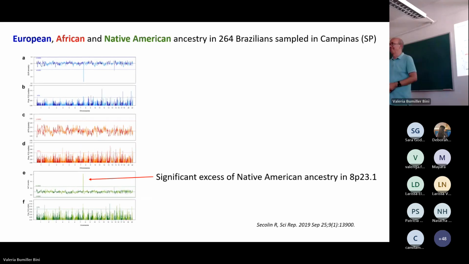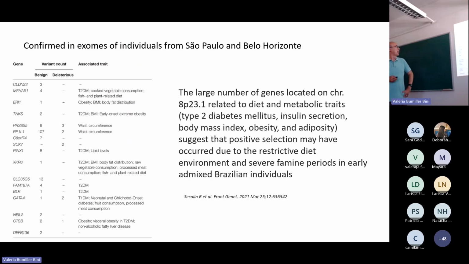You can do the same thing in Brazil. You can test throughout the genome for excesses in European, African, or Native American ancestry. Our colleagues at USP did that and found here in chromosome 7 or 8 this spike of significant excess of Native American ancestry. And the sample, if you ask, comes from Campinas, from the state of Sao Paulo. Using exome sequencing, they could narrow down this area of excess Native American ancestry that contains a number of genes related to diet and metabolic traits.